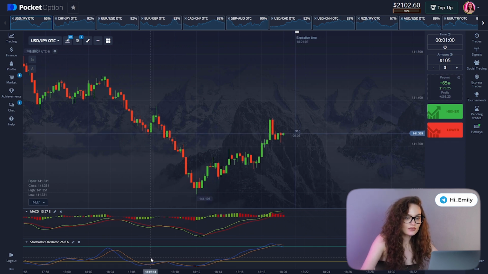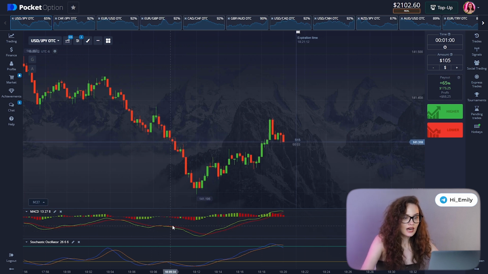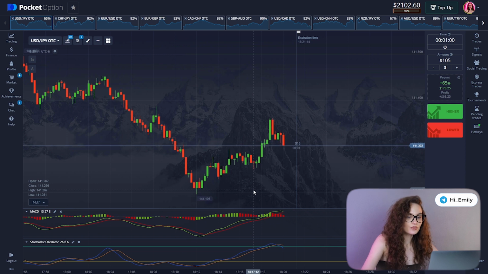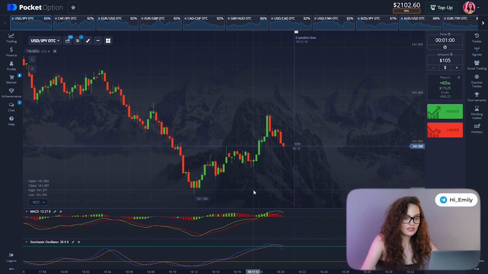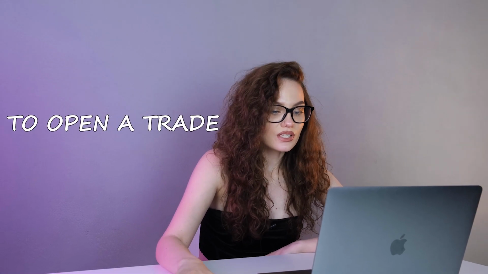Pay attention, there was no such thing that at first the green and red lines of the indicator crossed, and then only after a few candles the yellow and blue crossed. No, in a situation like this, do not open a trade. Again, the intersection of the two indicators must occur simultaneously at the same time. This is the signal to open a trade.